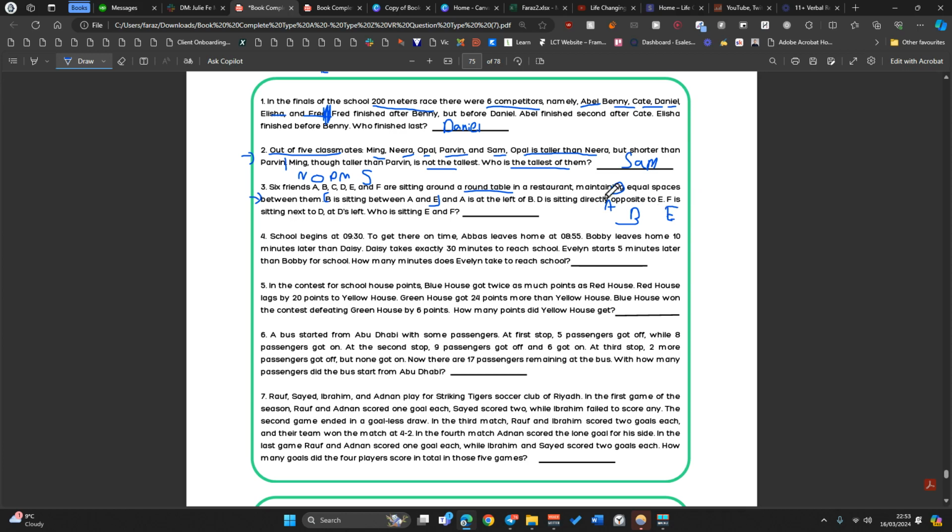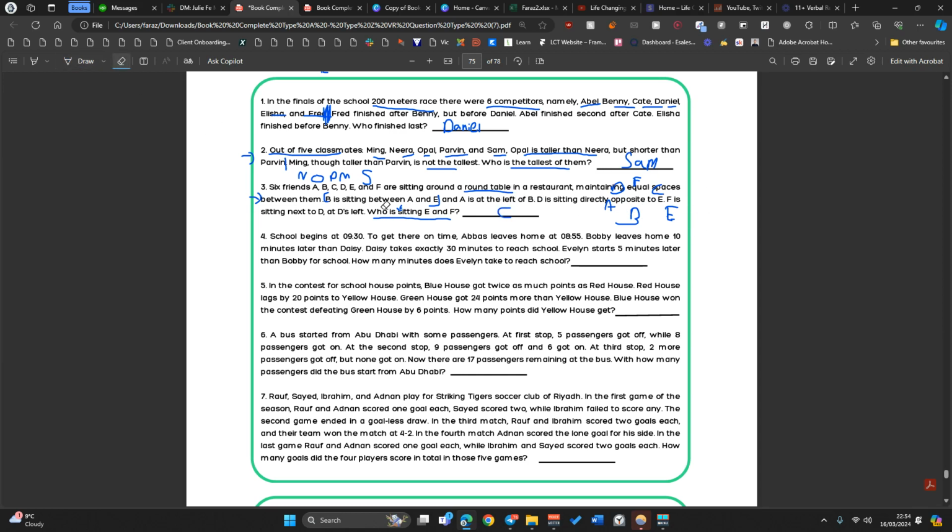F is sitting next to D. Alright. At D's left, okay, that's right. So this is D's left. Who is sitting between E and F? I'm assuming this is meant to say between, so I'll make sure that that's fixed. But who is sitting between E and F? Well, actually there's only one person who's missing here. I think that's C. So A, B, C, D, E, F, yeah. So it has to be C.